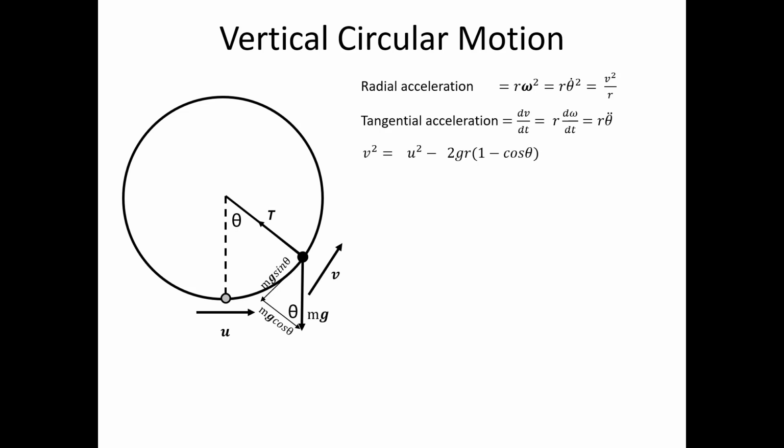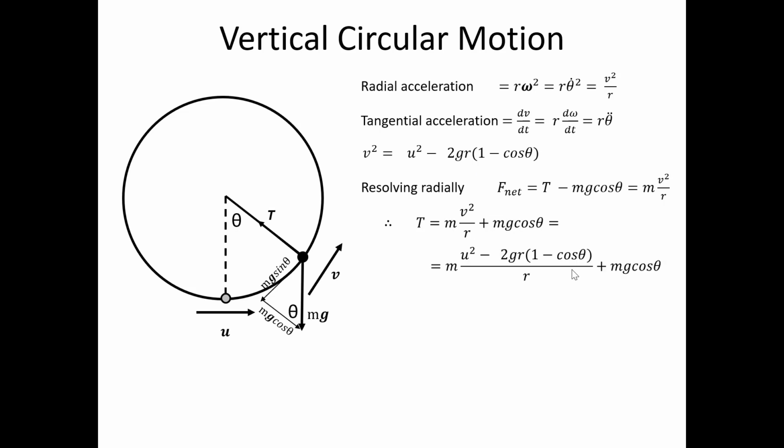Okay, let's resolve in the radial direction to see what's happening to the tension in that piece of string. Using F equals ma, we can write that F net is T minus mg cos theta, because of course mg cos theta is acting in the opposite direction to T, and the net effect of that force will be ma, or mv squared over r. We can rearrange that to get the tension equals mv squared over r plus mg cos theta. And we can now substitute v squared, which we have up there, v squared equals u squared minus 2gr, into this equation here to get that.